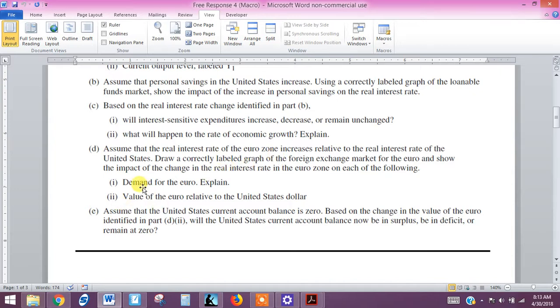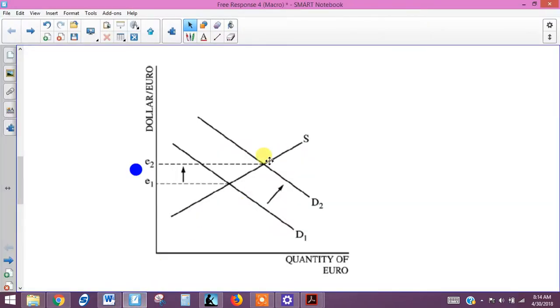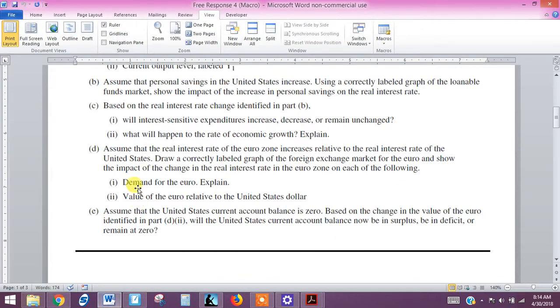So the demand for the euro is going to shift to the right, because the higher real interest rate in the Eurozone pays a higher return on financial investment, and that's why we show this shift to the right of the demand for a euro. That's going to push the relative value of the euro relative to the dollar up. Okay, so that is how we answer part D 1 and 2.